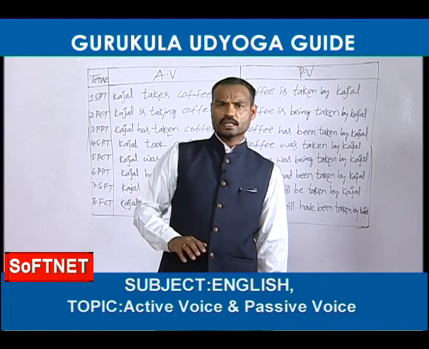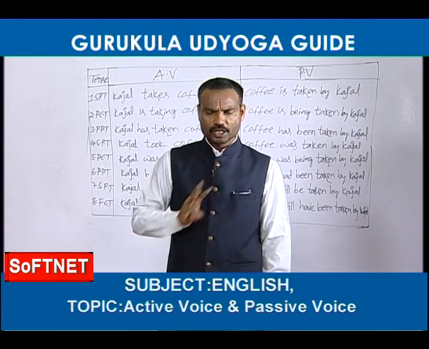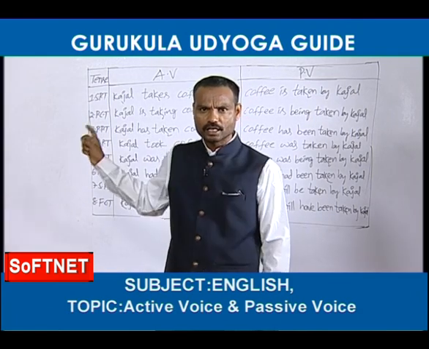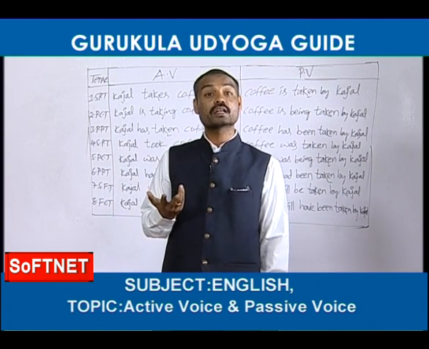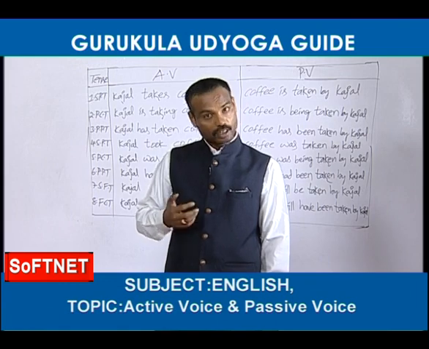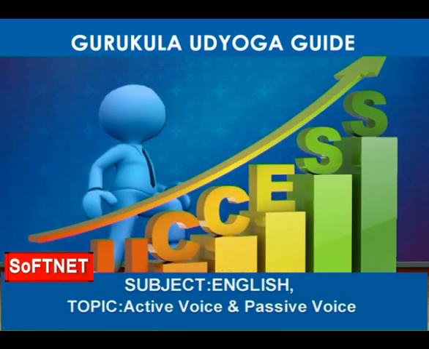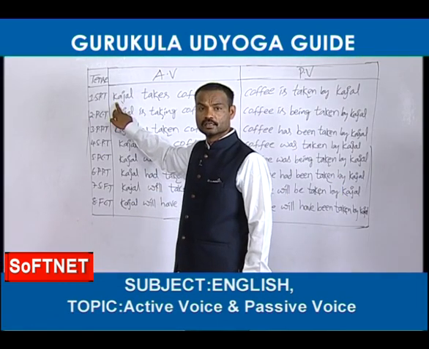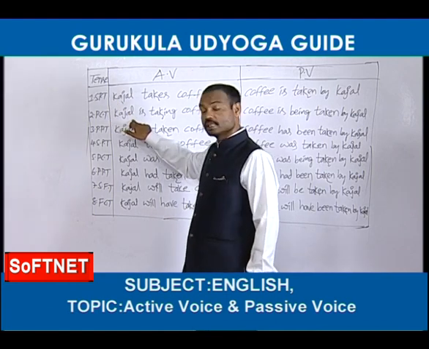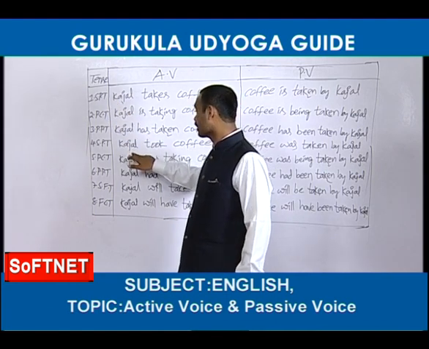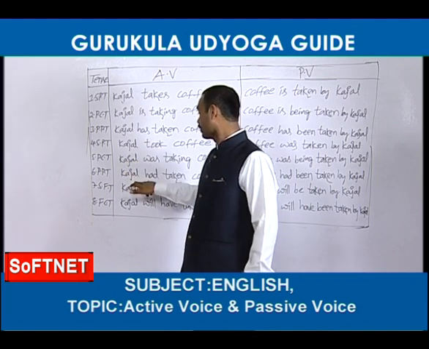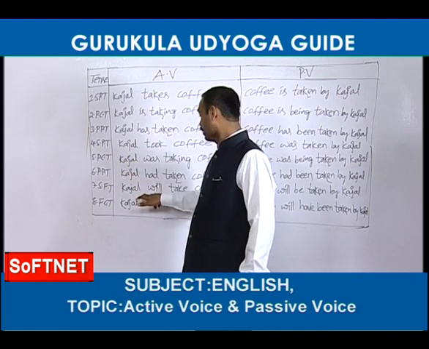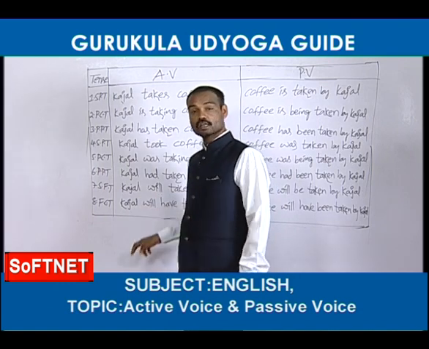Sir, model 1 positive type, model 2 negative type, model 3 interrogative type, only 3 types? No, there is another model, WH type questions are also given. Oh God, even WH words are also given, sir. Yes. What does Kajal take? What is Kajal taking? What has Kajal taken? What did Kajal take? What was Kajal taking? What had Kajal taken? What will Kajal take? What will Kajal be taking?